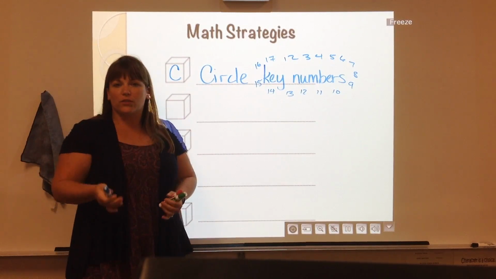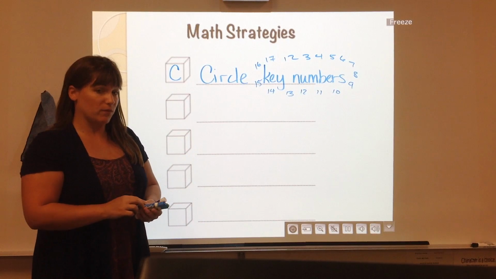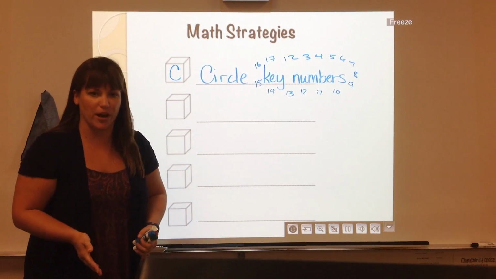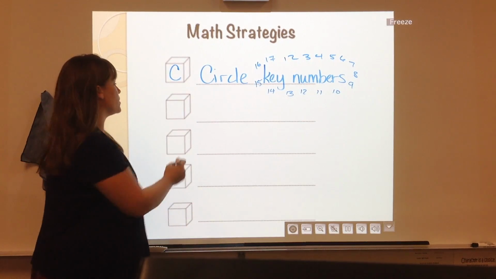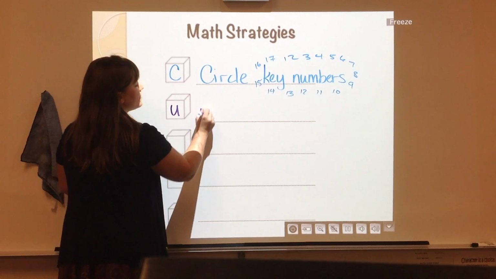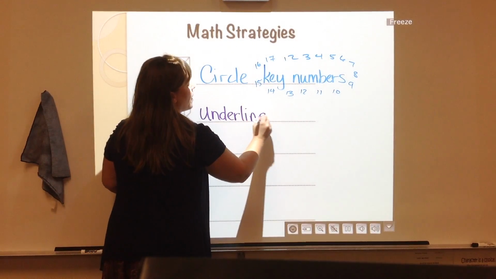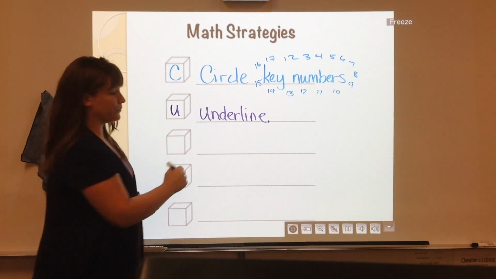Do you have to circle? No, but you have to mark up your problem some way. If you happen to underline your key numbers, that's okay. But these are just some strategies that I like to use. Circle key numbers. The U is going to stand for underline. Another way you can mark up your problem is to underline the question.